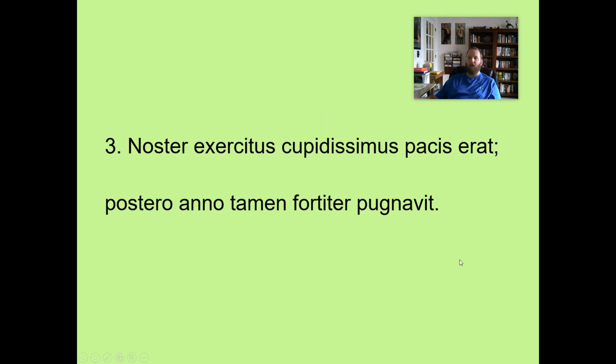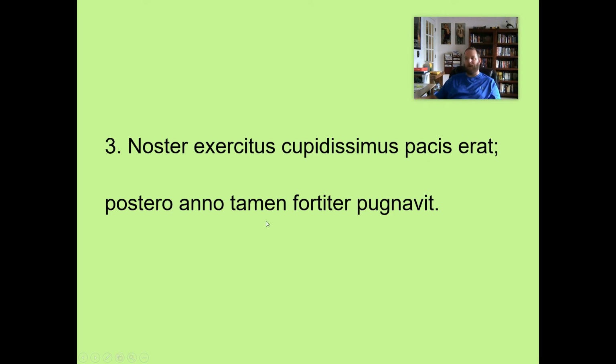Let's look at number 3. Noster exercitus cupidissimus pacis erat, postero anno tamen fortiter pugnavit. So for this one, you should have gotten something similar to: our army was very desirous of peace. Here's the superlative, cupidissimus, and I want to give you a reminder. This word, cupidus, desirous, takes the genitive after it, desirous of something. So our army was very desirous of peace, okay?